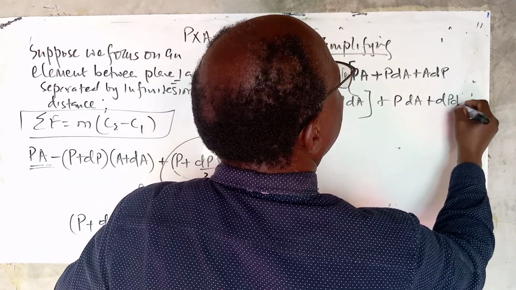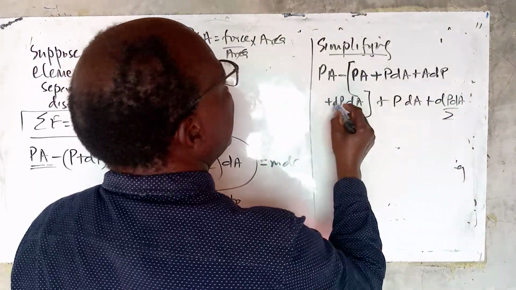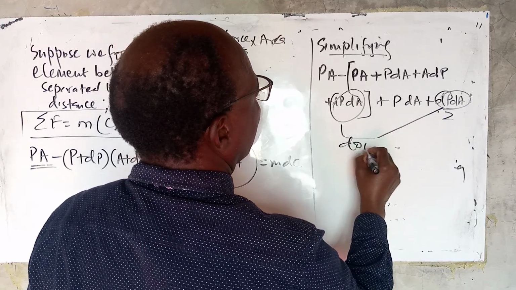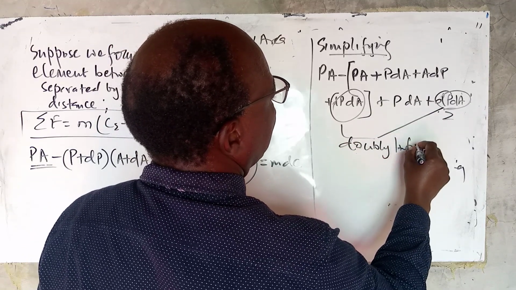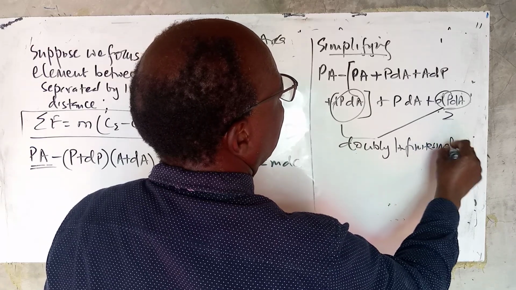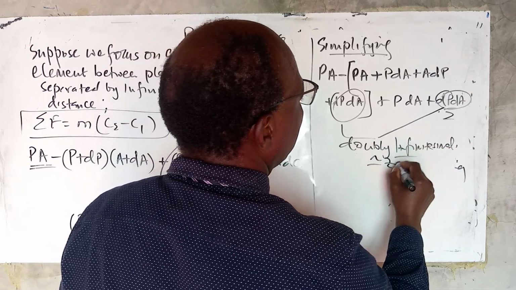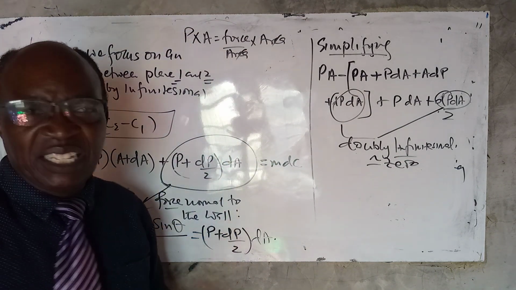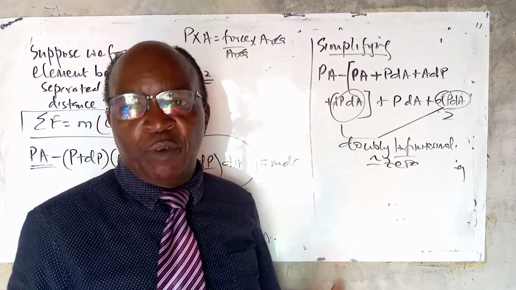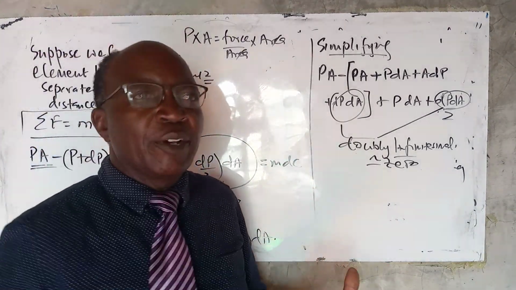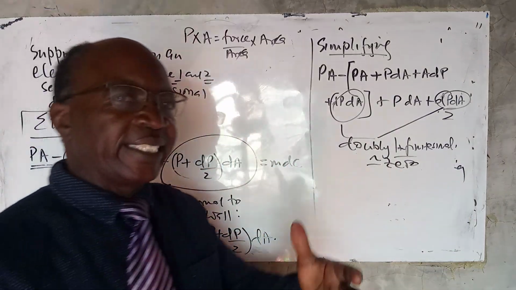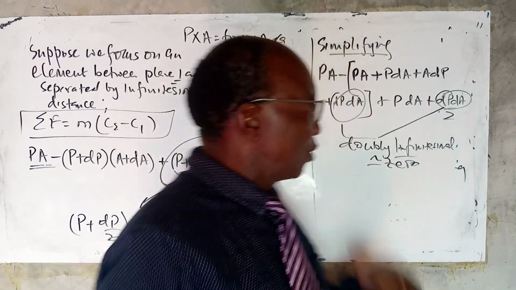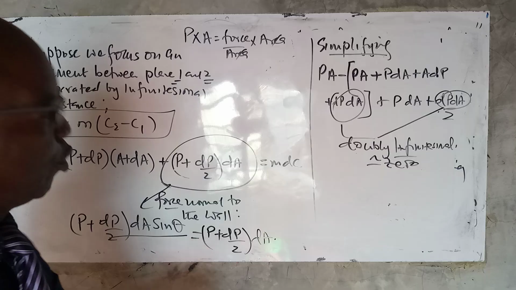dPdA over 2. And this quantity here, these are doubly infinitesimal. Doubly infinitesimal. And so you can assume they're zero. They've vanished. Because think of it in a local manner, in a simple manner. When you multiply a small quantity by a smaller quantity, you get an even smaller quantity. Multiply 10 to minus 7 by 10 to minus 6, you get 10 to minus 13, which is even smaller.